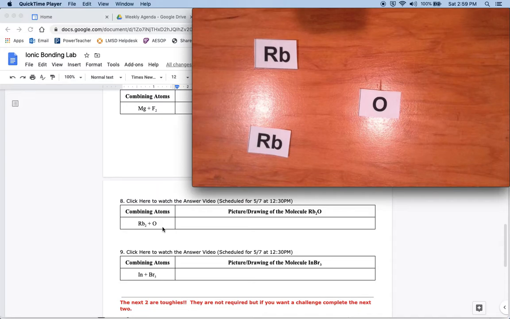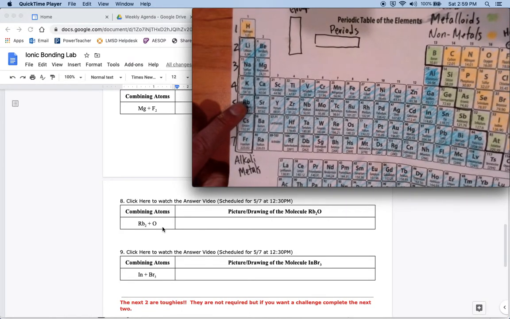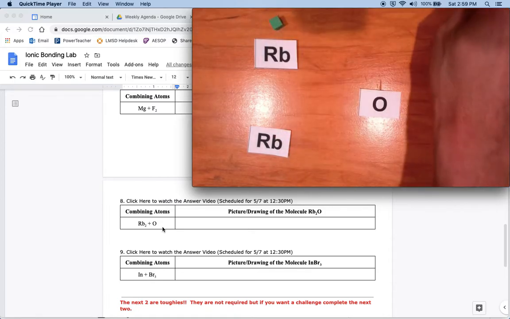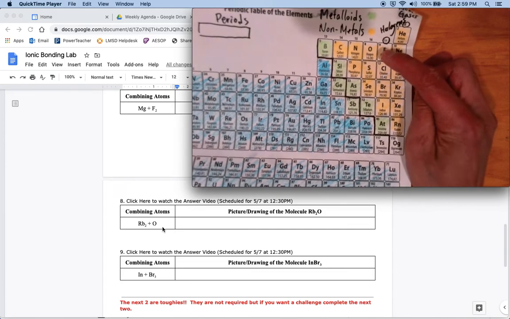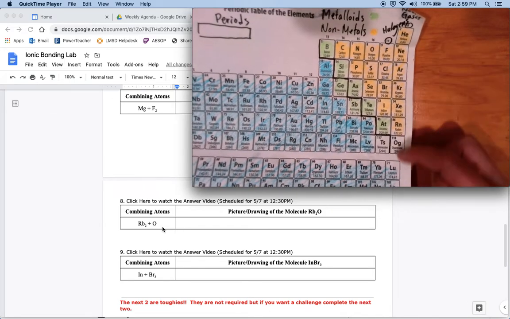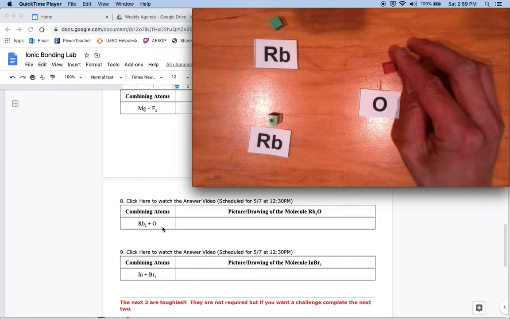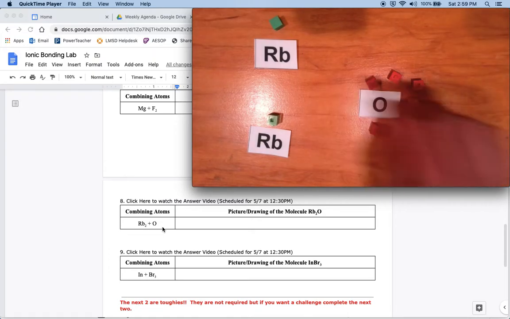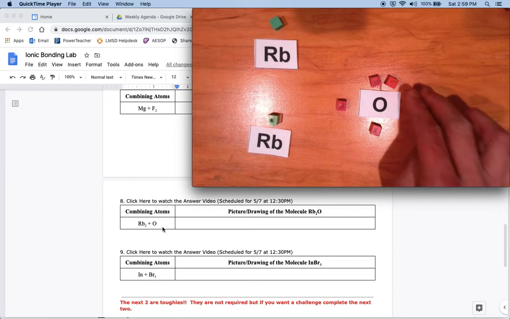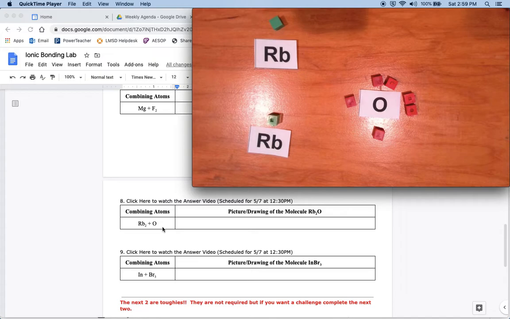What do we always do? We go to our periodic table to do our electron diagrams first, right? If you look here, Rb is in the very first column, which means each one of our rubidiums has 1 valence electron. Okay, let's look at O. O is right there. If I'm working backwards, 8, 7, 6. So oxygen has 6 valence electrons. So I'm going to put 6 valence electrons around this one. Oops. Okay, there we go. 6 valence electrons.